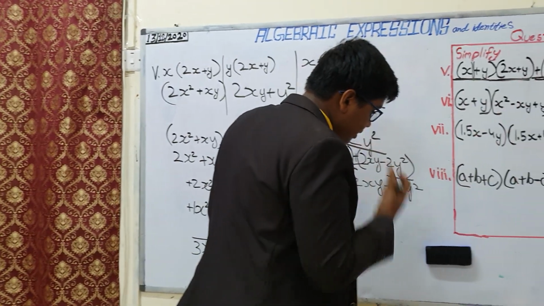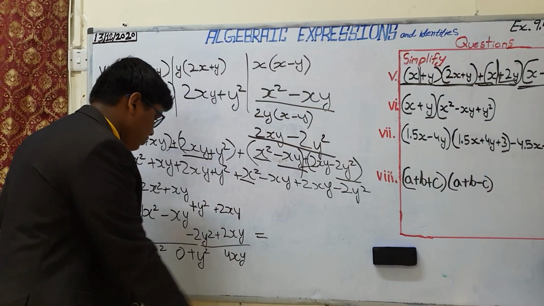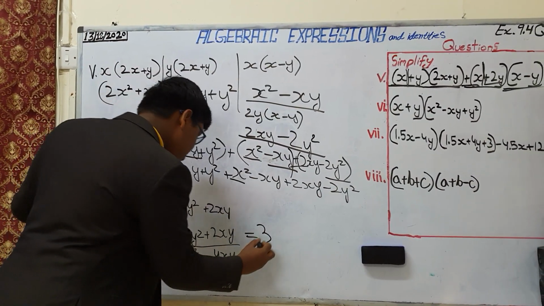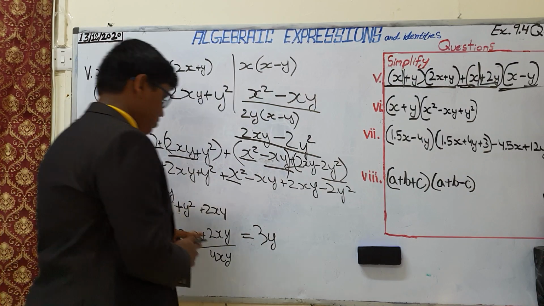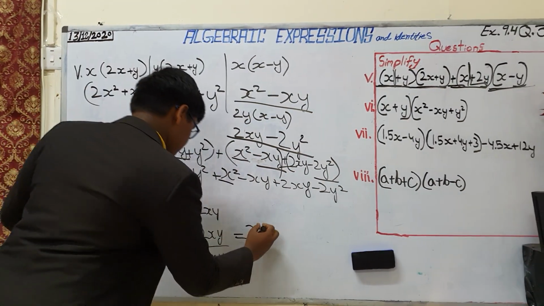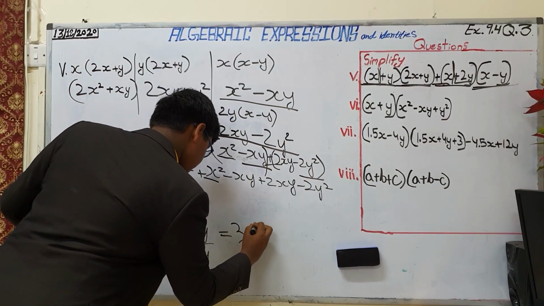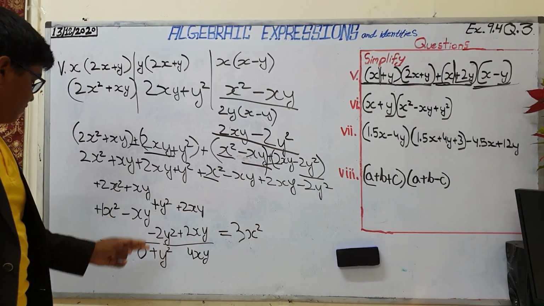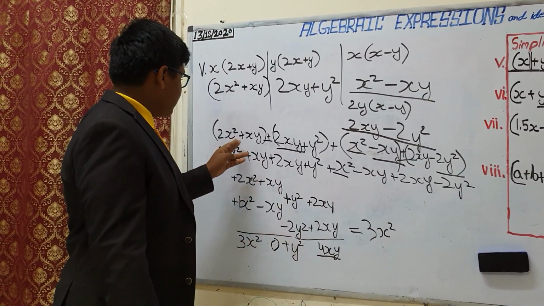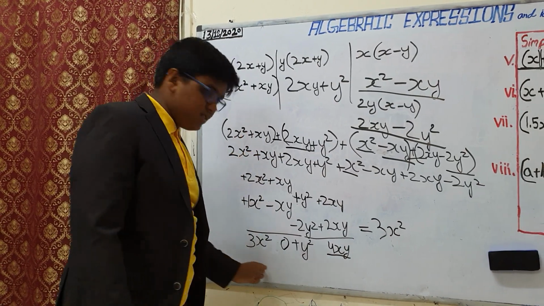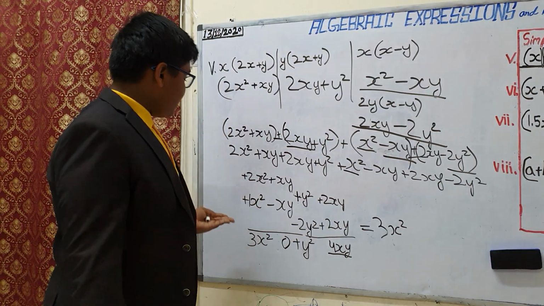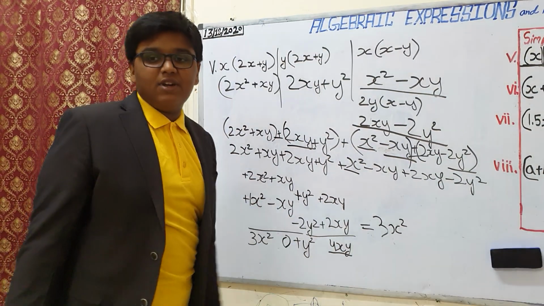For rearranging them, what we have to do? Write according to their powers. So 3x squared. Then here I am writing the value of xy, because we have xy in the first term, and this is the answer of the first term. So that's why first we will write 4xy. Then we will write y squared in the last.